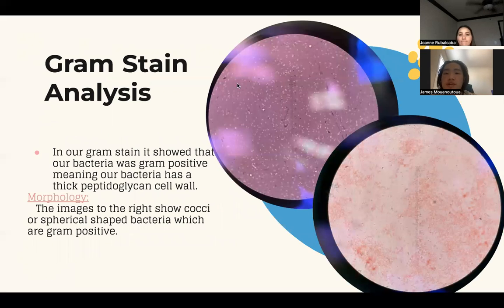Moving on to the gram stain analysis, we concluded that our gram stain was positive, meaning our bacteria had a peptidoglycan cell wall. As you can see in the images that we took here, it had the shape of cocci, a spherical shape. When we tested the gram negative test, and then for the gram positive test, it ended up being a rod shape and also in a pink color form.